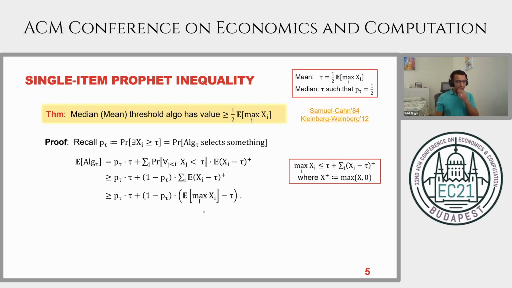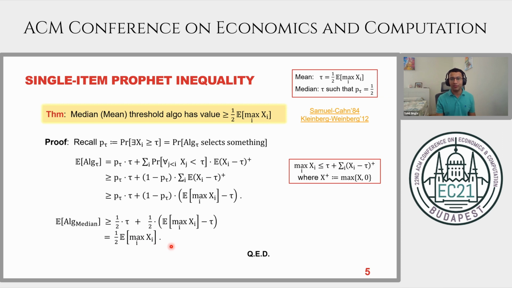And once you have this, the proof is basically finished. I just substitute p tau. For the median threshold, p tau is exactly half. Remember the way I defined it, the median threshold is tau such that p tau equals half. So I'll just put half here, p tau equals half, and the tau terms cancel out, and you get half of the expected max. The same proof basically goes for the mean threshold as well. You'll just substitute in the last step. Tau will be replaced with the expected max over 2, and again you'll see the 2 terms cancel out, and whatever you're left with is exactly half of the expected max.